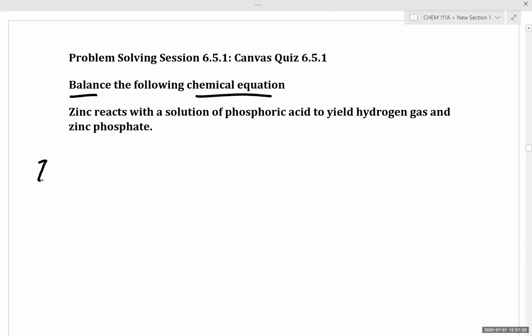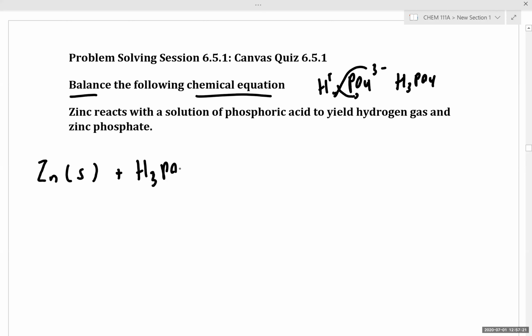So zinc, it's an atomic metal, so just Zn solid. Phosphoric acid is derived from phosphate. So crossing our charges, we get H3PO4. Hydrogen gas is just H2 gas. Just for a personal note, we see a pure isolated element. We'll keep that in mind for later.